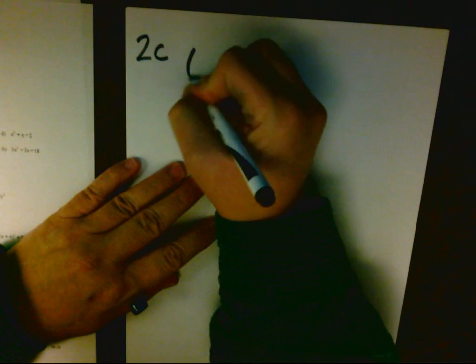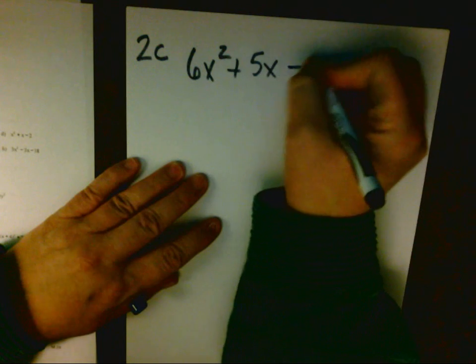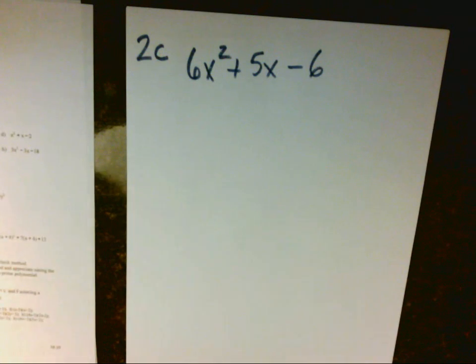2C, is it? Yes. 6x squared plus 5x minus 6. And again, now, if you're getting the hang of this, pause the lectures and try these on your own, and then watch the lecture to see if you get it correct.